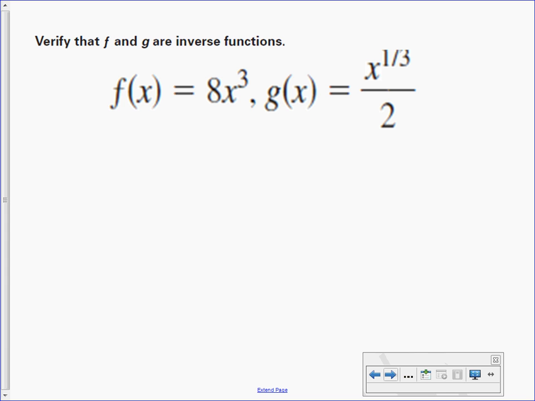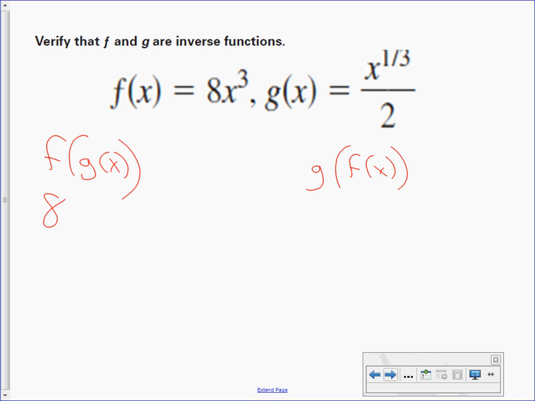So in order to tell if they are going to be inverses, what is f of g of x and g of f of x? What I'm doing then is substituting into each other, like I said earlier, and simplifying to see if you get the same answer. And that same answer has to be x.